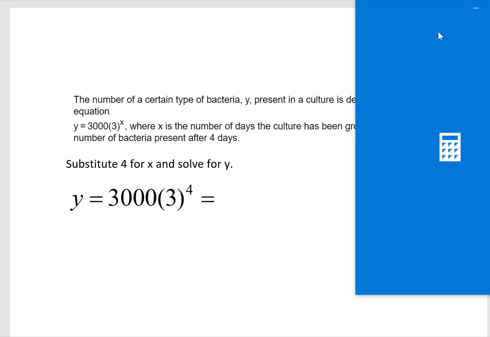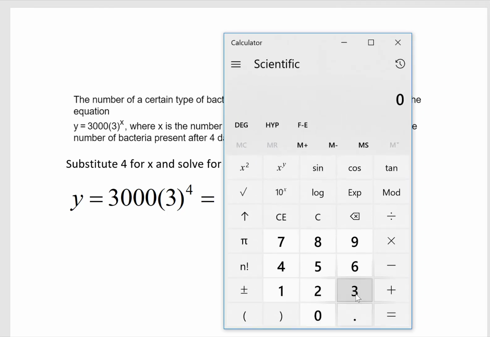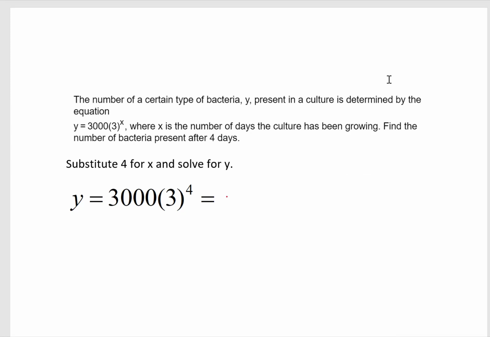I'm going to pull up my calculator. And I'm going to start again with the exponent. So I'm going to take 3, raise it to the 4th power, and then multiply by the starting amount, which was 3,000. And I get 243,000 bacteria after 4 days. And notice it's tripling each day.